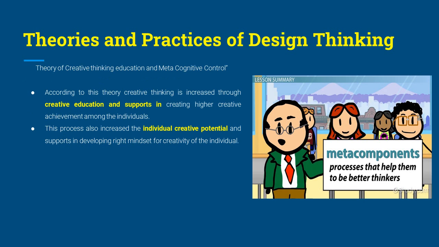The last one is the theory of creative thinking, education and metacognitive control. What this means is design thinking can be taught to everybody, and for this reason even creativity can be taught to everybody. For example, you can have a course on creativity, and you can teach people creativity. Earlier people thought that creativity is something which comes with birth. For example, if there is a player or an artist or an actor or a singer, most people thought that it's a natural gift which comes from birth. But today we believe that to a certain extent you can teach music to people. To a certain extent you can also teach creativity to people.